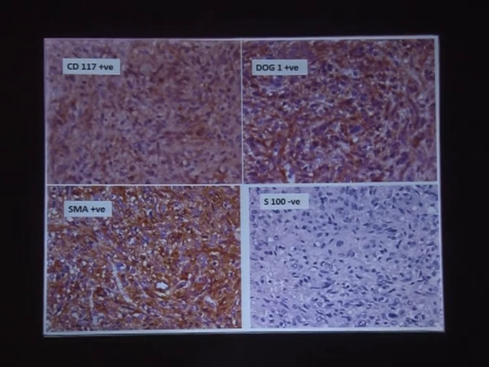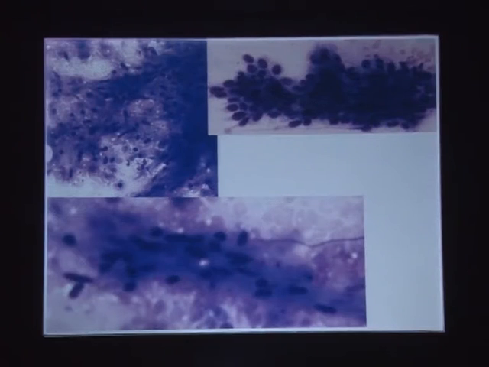And they stained positively for CD117, DOG1, SMA, negative for S100. So we called it benign GIST.